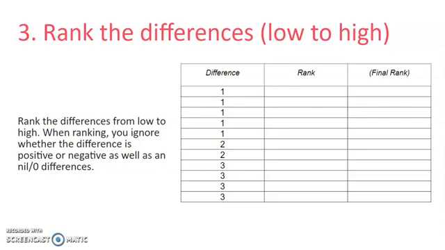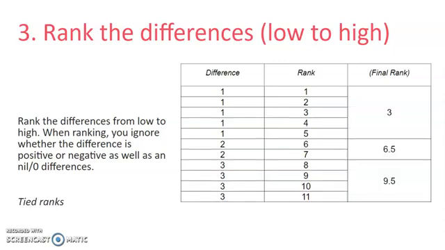We then need to give them a rank value, so 1 to 11, and then we do have tied ranks, so we need to give all of the 1s a tied rank, all of the 2s a tied rank, and all of the 3s a tied rank. We do this by working out an average. So all the 1s take up the rank values of 1, 2, 3, 4, and 5. So we average those numbers, which gives us 3. And then the same for 6 and 7 gives an average of 6.5. 8, 9, 10, 11 gives an average of 9.5.